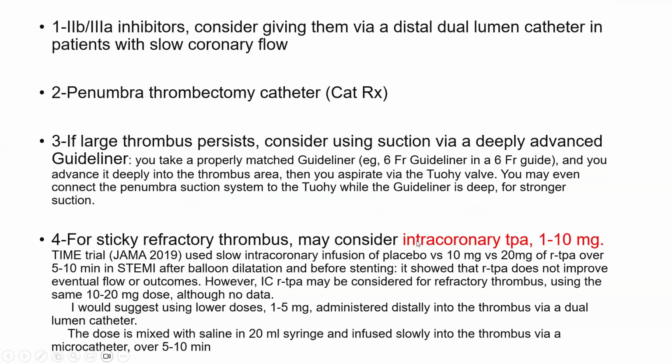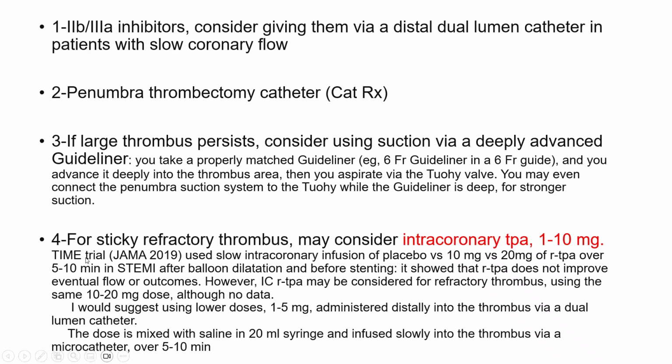Then you have the fourth technique for refractory thrombus that's refractory to the first three, which is using intracoronary thrombolytics, intracoronary TPA 1 to 10 milligram. Now, what's the data for that?